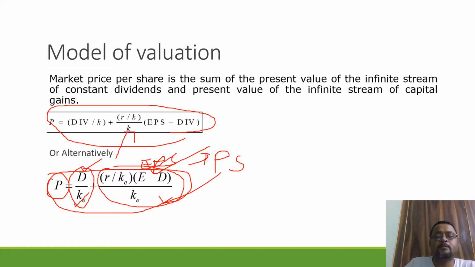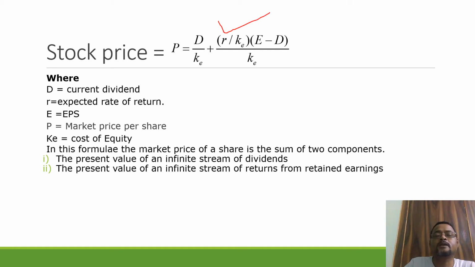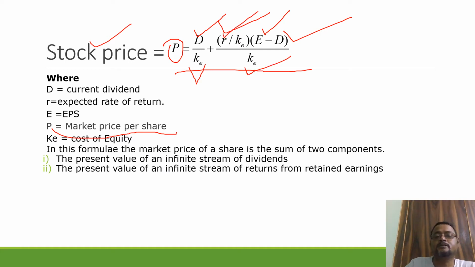So let's see with the help of an example how the formulation provided by Walters will help us find the stock value. You can see there are two portions of the valuation formula. The first one is the revenue portion. The second one is the capital gain portion. So the stock price can be calculated by taking this formula. We have already said D is DPS, K is cost of equity, P is the market price of share or stock price, E is EPS, R is rate of return, and K is cost of equity. So basically we need to know E, D, KE and R.